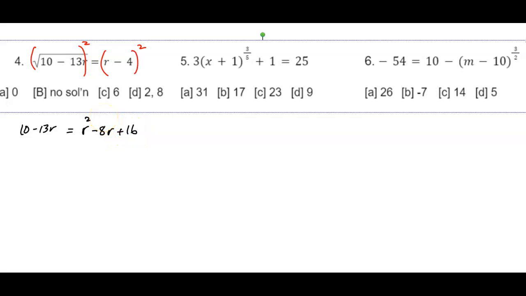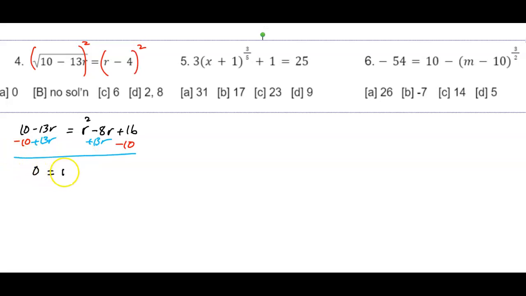Again, I need to get it set equal to 0, so I'm going to, now be careful, make sure you're subtracting, the r and the constant are in the reverse order, so make sure you're subtracting from the right thing. So I'm going to subtract 10 from both sides. I'm also going to add 13r to both sides.